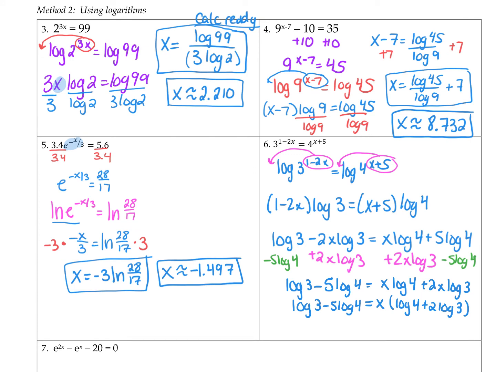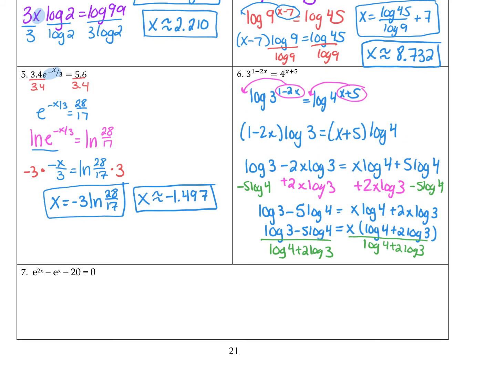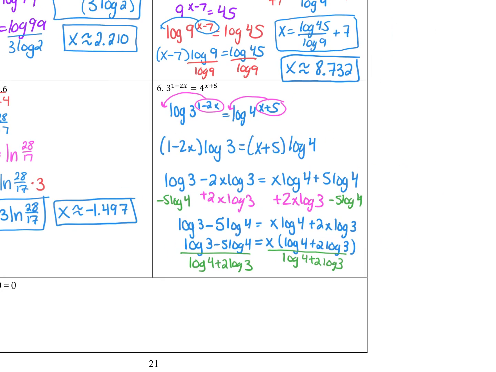And so then when I factor out that x, I can divide out what's in my parentheses to the other side. And this will get me my calculator ready answer. So my x would equal log of 3 minus 5 log of 4 all over log of 4 plus 2 log of 3. So that would be my calculator ready answer.